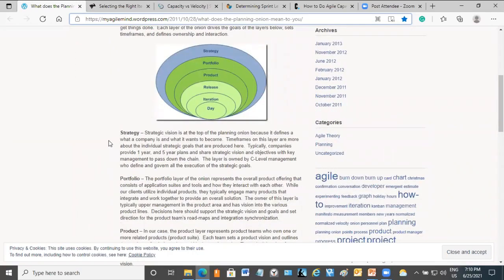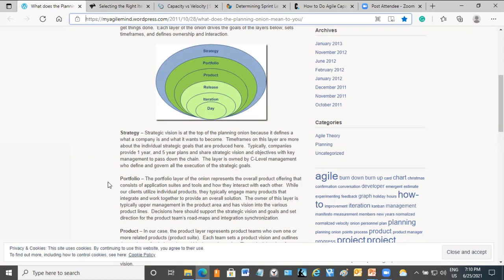Strategy. Strategic vision is at the top of the planning onion because it defines what a company is and what it wants to become. Timeframes at this layer are more about the individual strategic goals that are produced here. Typically, companies provide 1 year, 5 year plans and share strategic vision and objectives with key management to pass down the chain. This layer is owned by the C-level management who define and govern all the execution of the strategic goals. Then comes the portfolio layer.